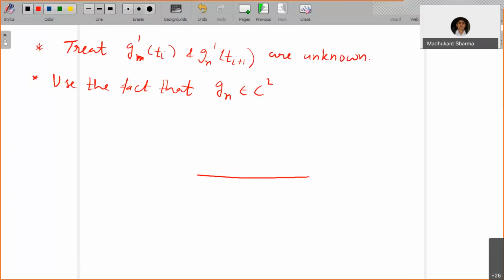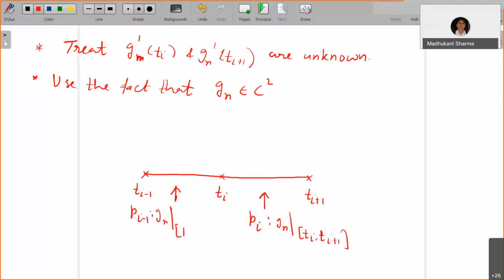Okay, right. So I'm just going to explain a little more technically. Here is this interval. Let's say this is ti minus 1, this is ti, and this is ti plus 1. Let's call the polynomial here pi, which is Gn restricted to the interval ti to ti plus 1. And here we have the notation pi minus 1, which is Gn restricted to ti minus 1 to ti. So what we require is continuity and differentiability at ti. How will we proceed now?